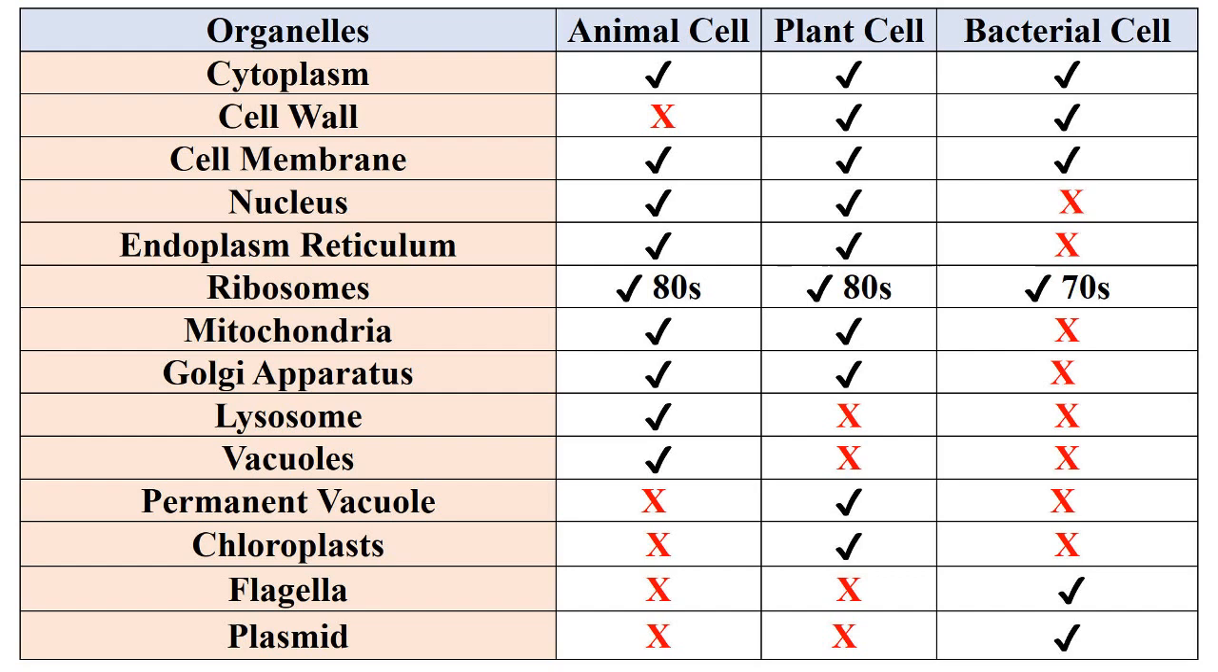Otherwise, lysosome and vacuoles are found only in animal cells. Whereas, permanent vacuole and chloroplast are found only in plant cells. While flagella and plasmid are found only in bacterial cells, as mentioned in the next slide.